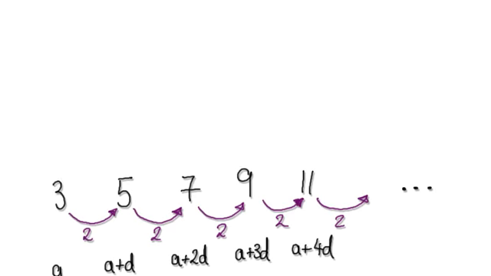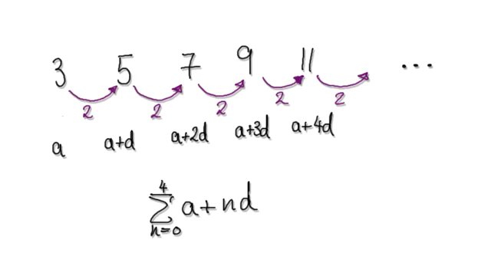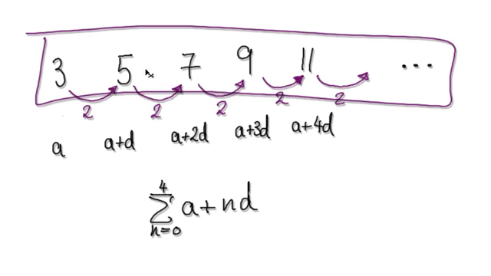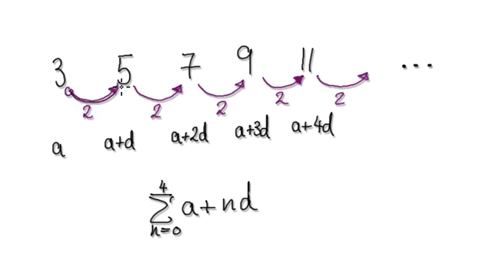Before we move on to geometric sequences, let's just have a quick revision on arithmetic sequences. So this is an example of an arithmetic sequence. Each time you're adding 2, so 3, you add 2, you add 2, you add 2, you add 2, and so on. So each time 2 is your common difference. Each time you're adding 2.